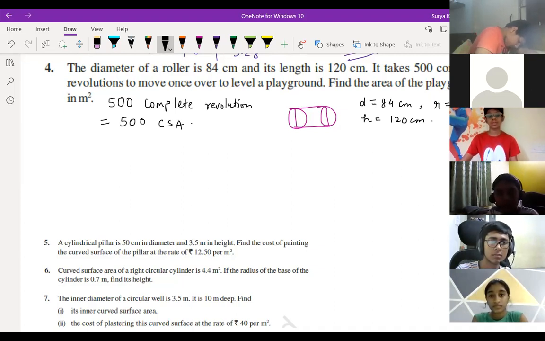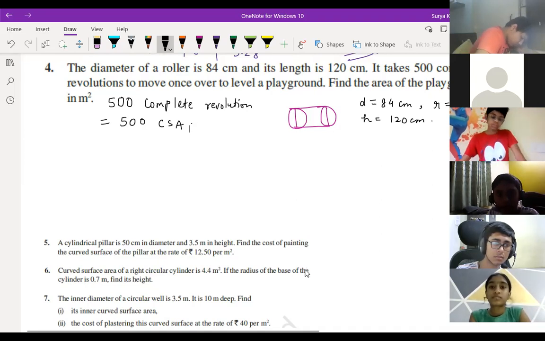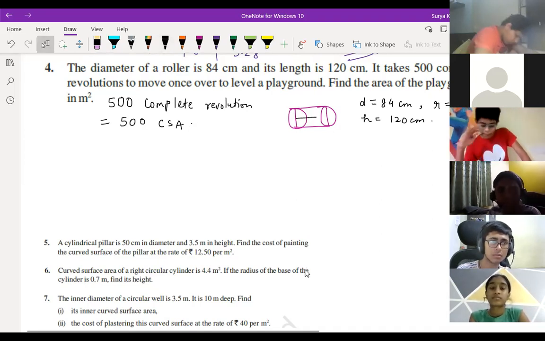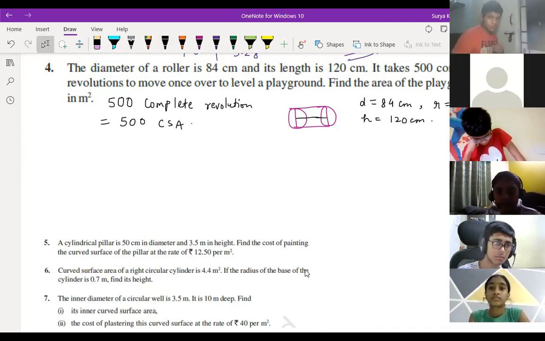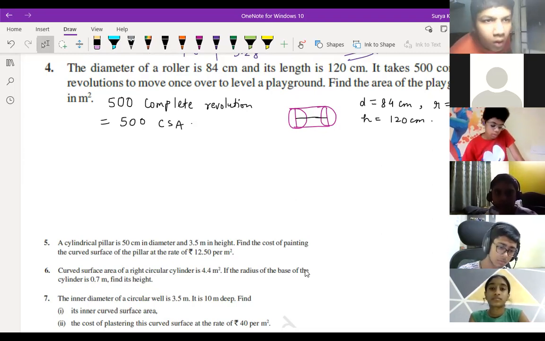Sir, small doubt. Here height is 120. If it's on its side, then the area rolled from the circle part to the circle part is like this length, right? The length of the roller. Yeah, that is only the height. Okay, height is equal to length.